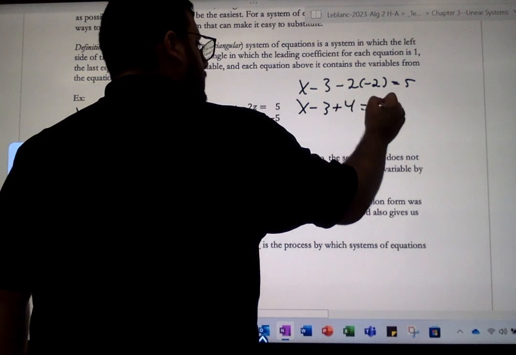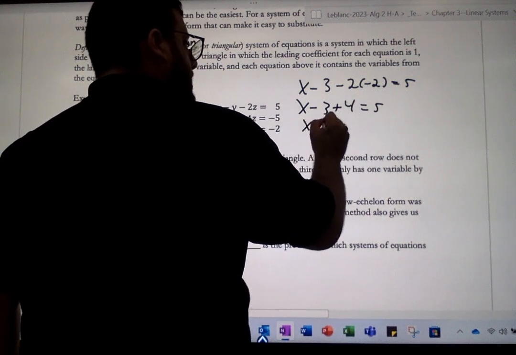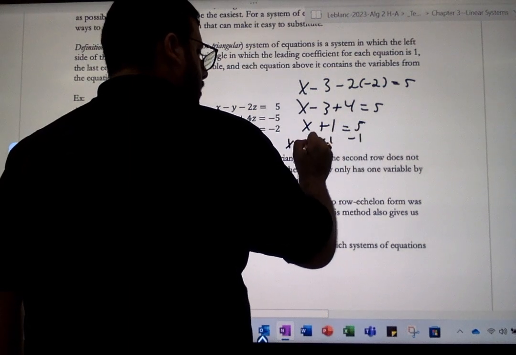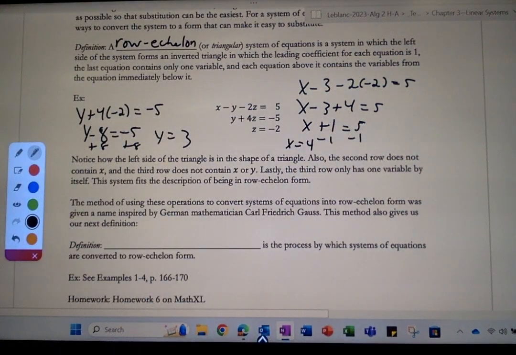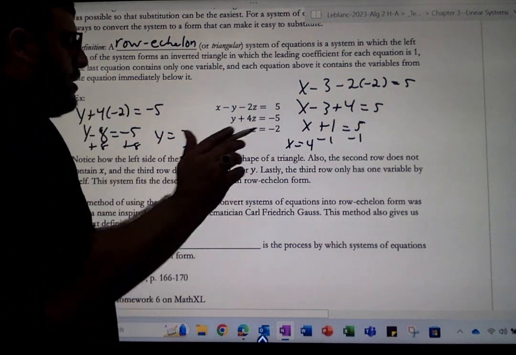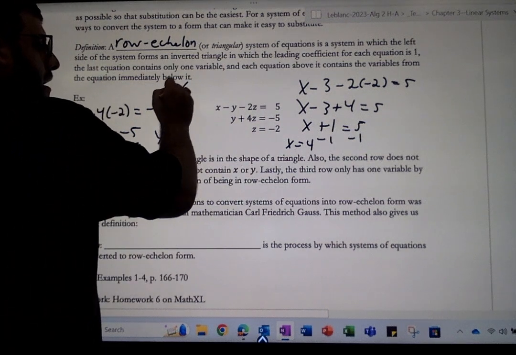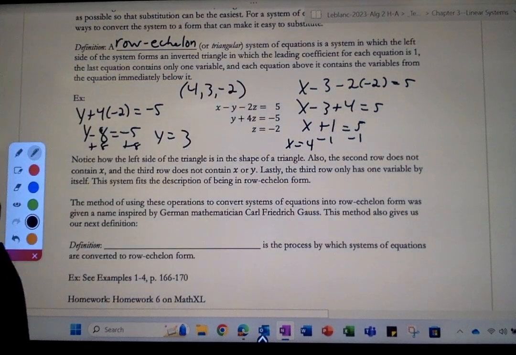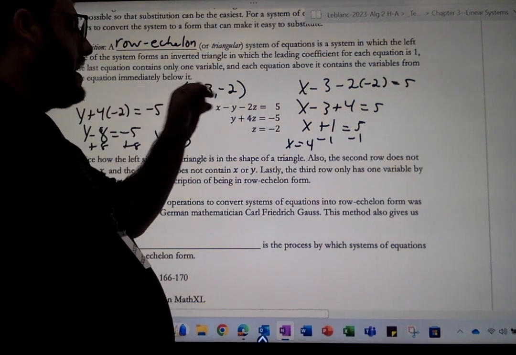Plus 4 equals 5. That's x plus 1 equals 5. Subtract 1. x equals 4. So now that I have a value for x, y, and z, this is a consistent and independent system with one solution, which is (4, 3, -2). So for 3 variables, we write our answer as an ordered triple for x, y, and z.